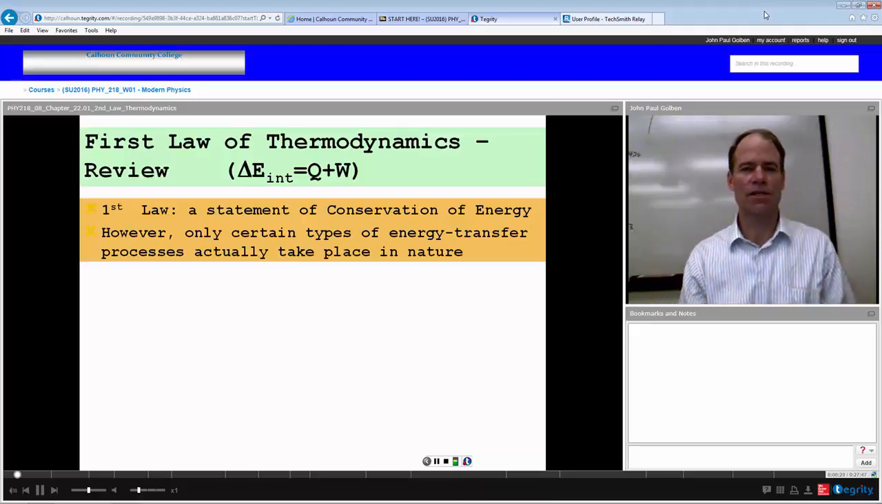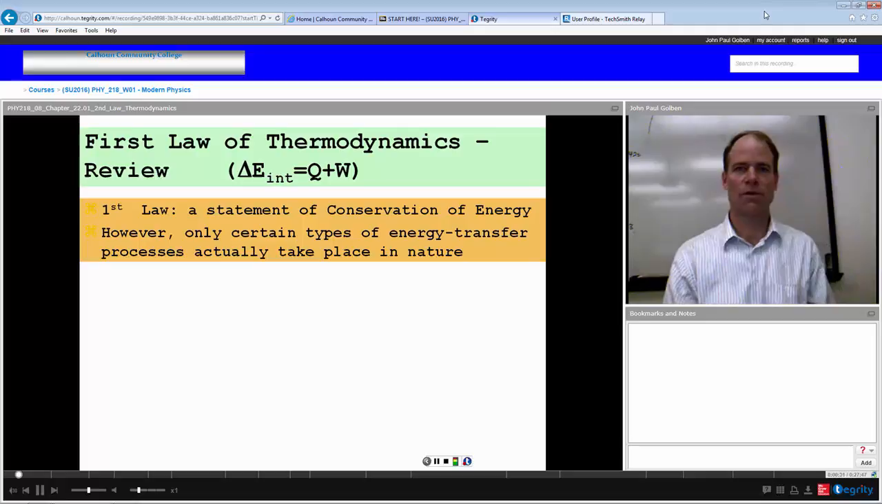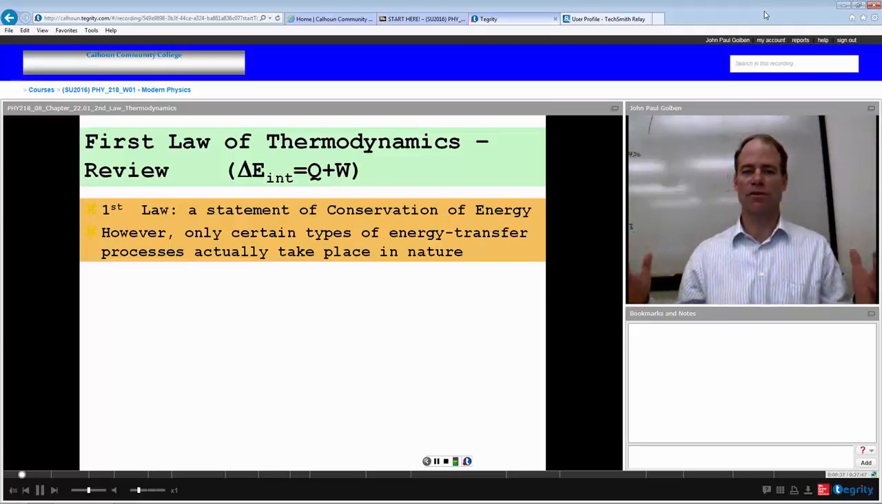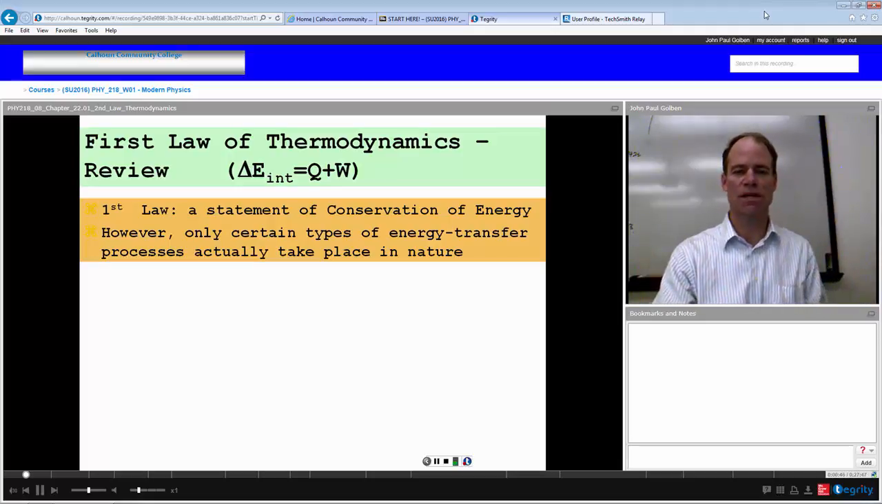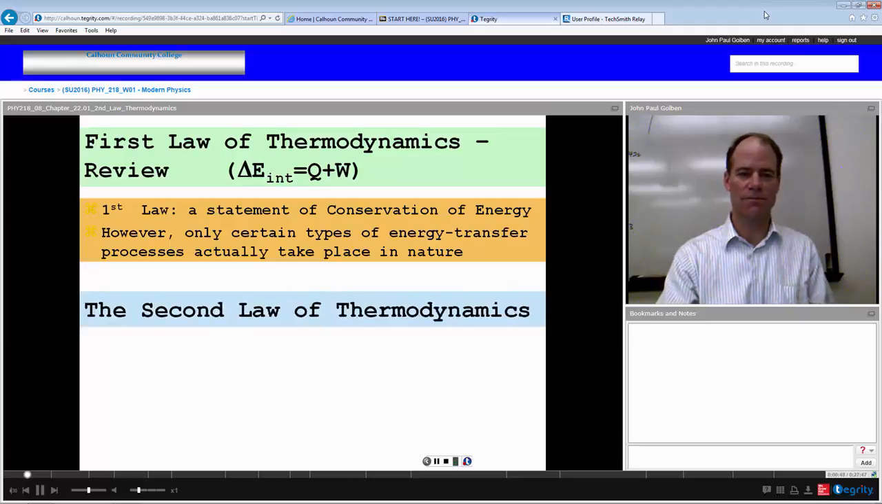However, if we actually looked at nature, we would observe that really only certain energy transfer processes actually take place. So even though the first law allows conservation of energy, really we see that only certain processes take place. So we need to have more constraints than just the first law.